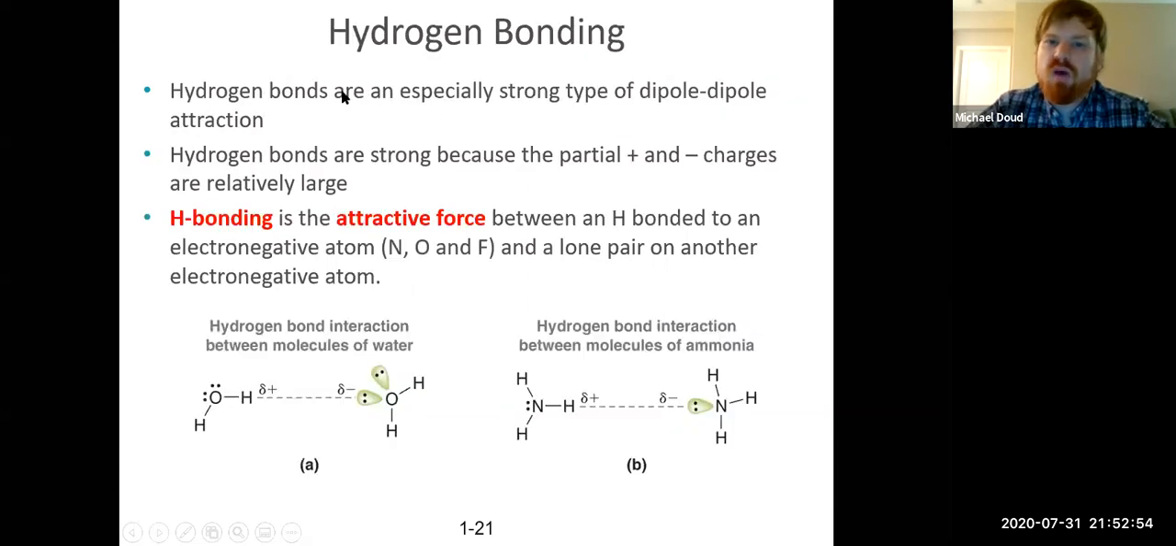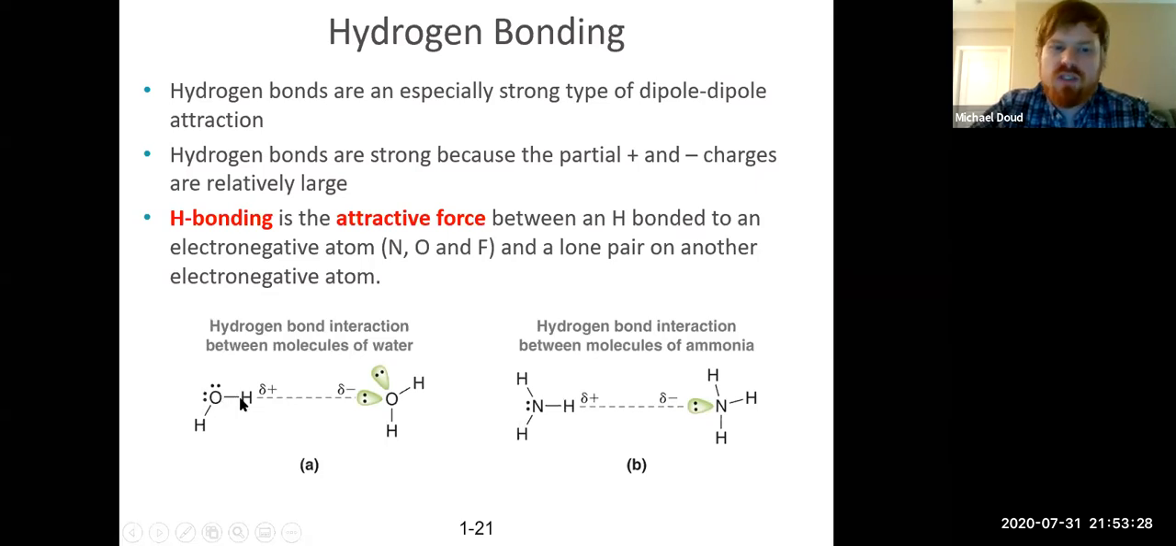Next up, we have hydrogen bonding. Hydrogen bonding, again, is a type of dipole-dipole force, so we don't need to explain it too much, but it specifically has to be between a hydrogen that's bonded to an electronegative atom, so nitrogen, oxygen, and fluorine. Specifically, it has to be a nitrogen-hydrogen bond, oxygen-hydrogen bond, or hydrogen-fluorine bond. And then it's a dipole-dipole interaction from that hydrogen to a lone pair on another electronegative atom. The classic example is water, because water, its oxygen has 2 lone pairs that are available for hydrogen bonding.